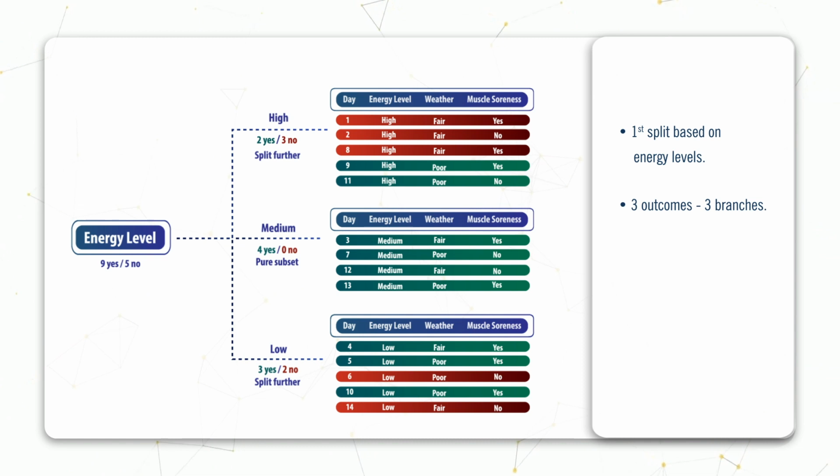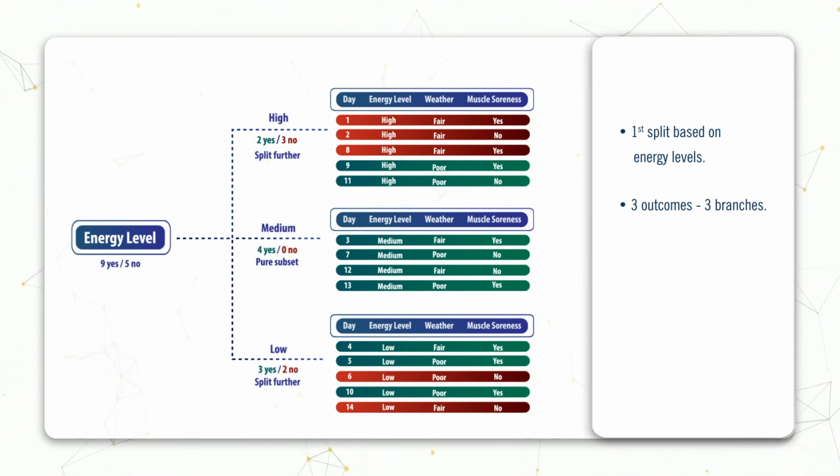And so now this is a very simple decision tree. If the energy levels are high, then the probability of going for a run is 2 over 5, or 40%. If it's medium, then the probability of going for a run is 4 over 4, or 100%. And if it's low, the probability of going for a run is 3 over 5, or 60%.